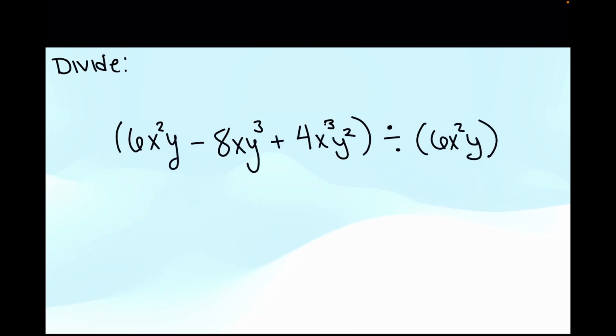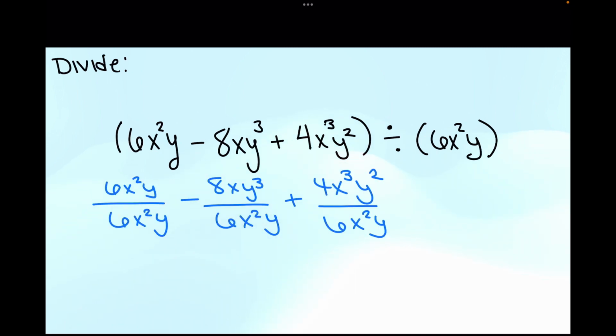All right, here's my last example. 6x squared y minus 8xy to the third plus 4x to the third y squared divided by 6x squared y. So we have to divide all three terms by 6x squared y. First term, oh, well, everything cancels out. If everything cancels out when you do the division, you're left with a 1. 6 divided by 6 is 1.